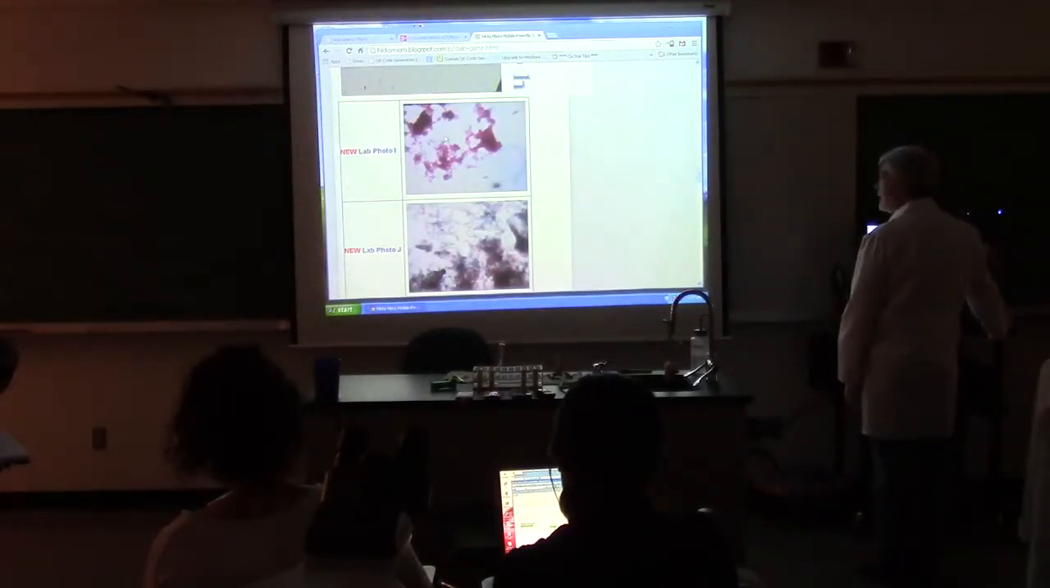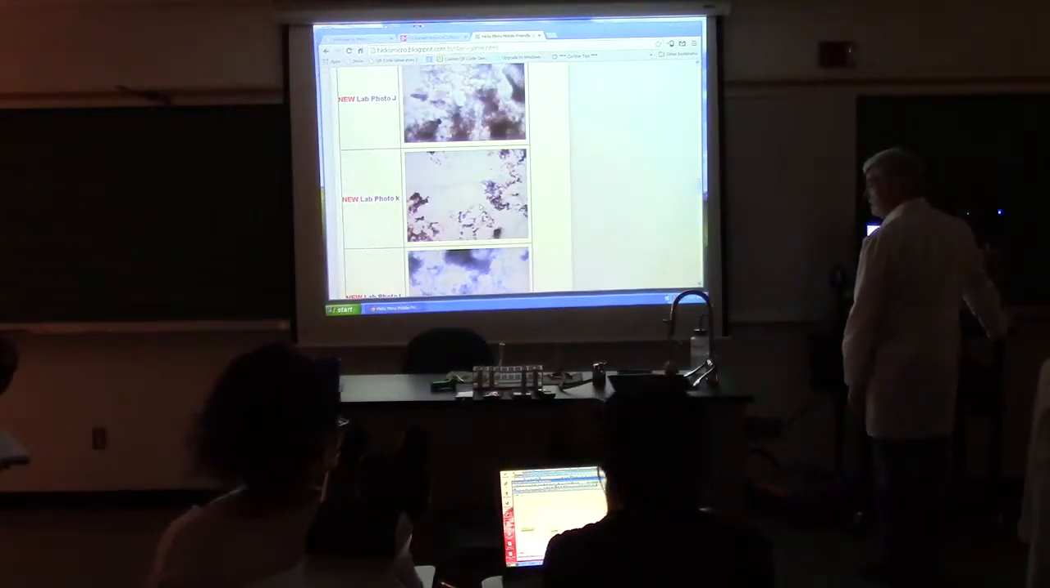Okay, so this is smegmatis on an acid fast. This is smegmatis on an endospore, and this is smegmatis on a gram.